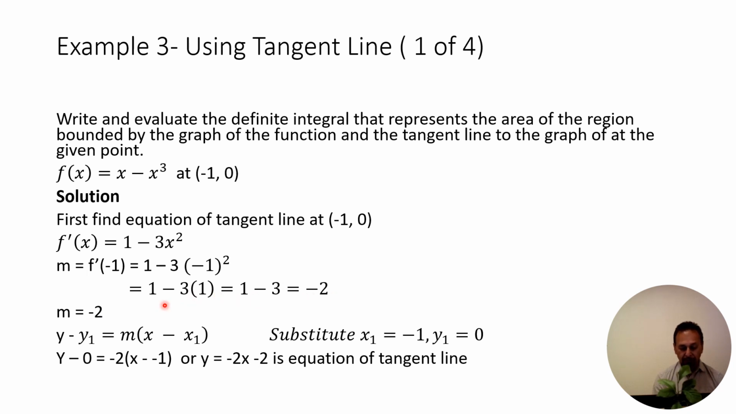The slope is -2. So now the equation of the line, the formula is y minus y1 equals m times x minus x1. Now we substitute x1 is -1 and y1 is 0 from this point.